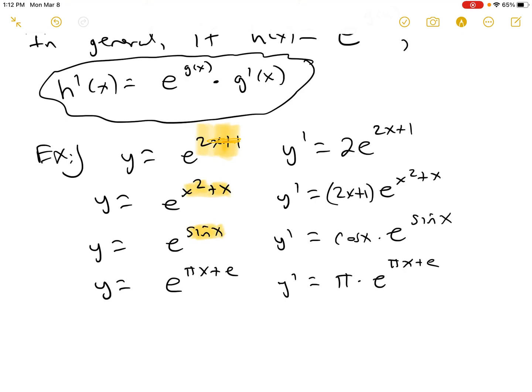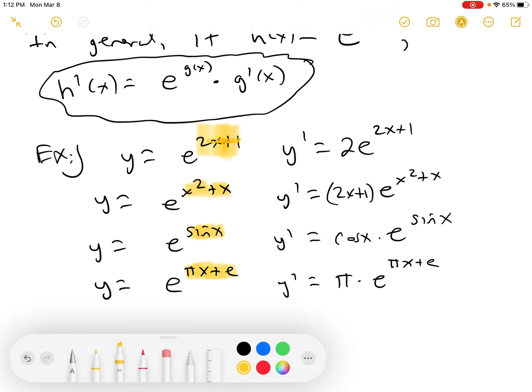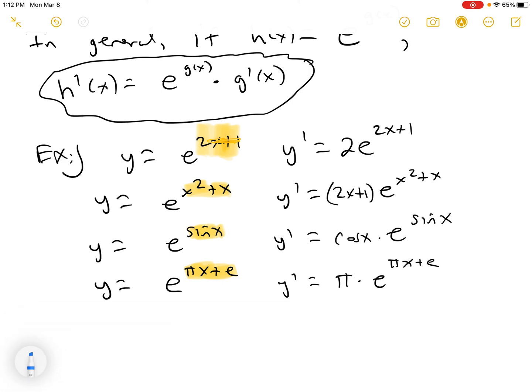In each one of these, this is the g, and this is the g prime. And the e to the g stays fixed.